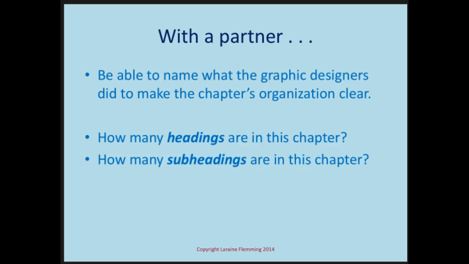Other things that you might want to notice is that they have put the headings and subheadings in a dark boldface color. Now, how can you tell the headings from the subheadings? How many headings did you find? How many subheadings did you find? If you said 5 headings and 8 subheadings, you're absolutely correct. So how does that figure?